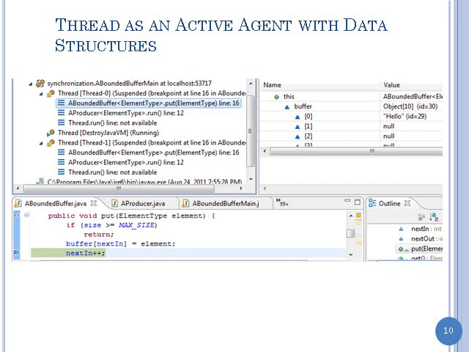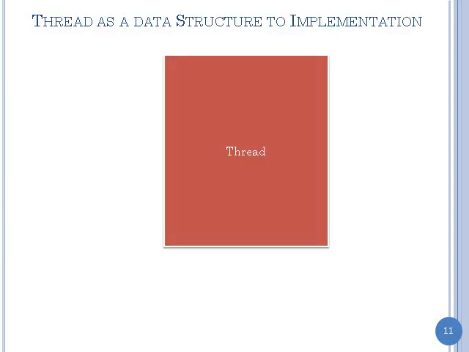So you think of a thread as an active agent with data structures. So you've got one thread here, another thread here. I can click on a thread, see the variables in that thread, the various activation records in the stack of that thread. I can look at the stack of the other thread. So you look at it as an active thing, an active thing with passive data structures that it manipulates. But ultimately, a thread is itself a data structure. To the operating system or to the thread implementer, it's a thread data structure.